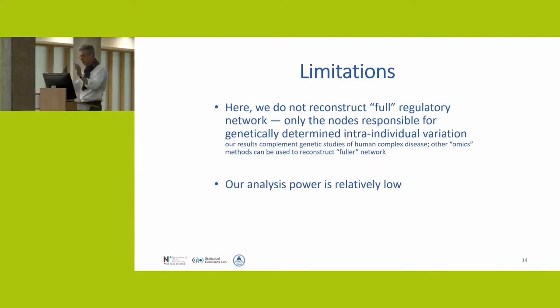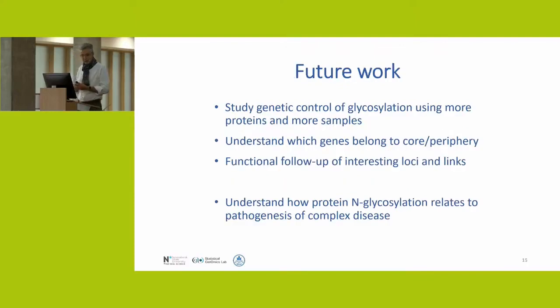What is important to realize is that we use genetic methods, so we are not reconstructing full networks. We only see nodes where there is this variation which leads to phenotypic variation. So this is important to notice. If you want a full network, you would need to do a more systems biology type of approach. So this is more or less it.